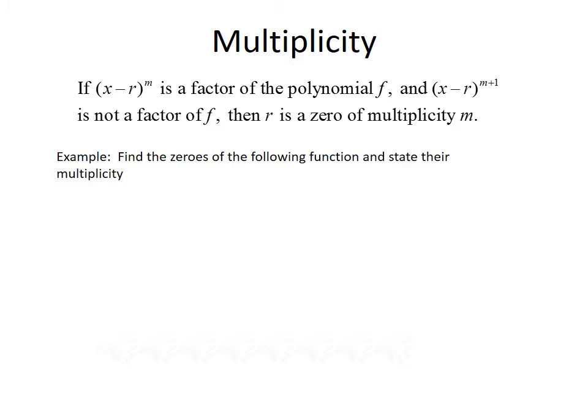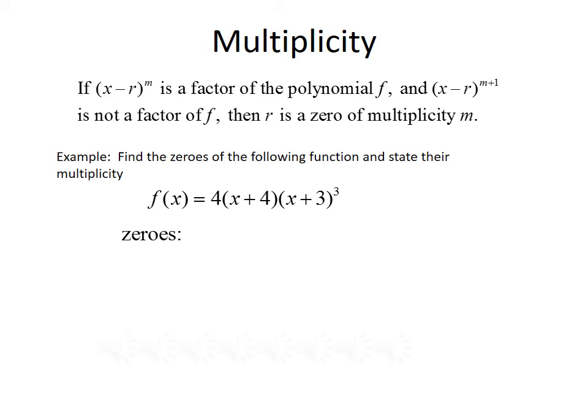So let's do an example. We want to find the zeros of the following function and then state their multiplicity. Our function is f of x equals 4 times (x plus 4) times (x plus 3) quantity cubed. Now, typically the first thing we would want to do is factor our function out to determine the zeros, but this function is already factored for us, so we can just look at the different factors.